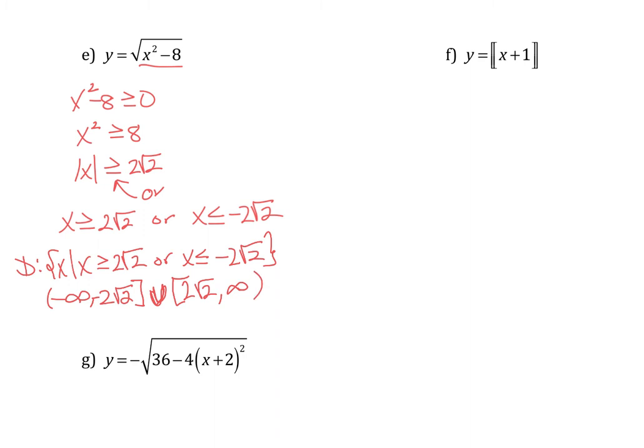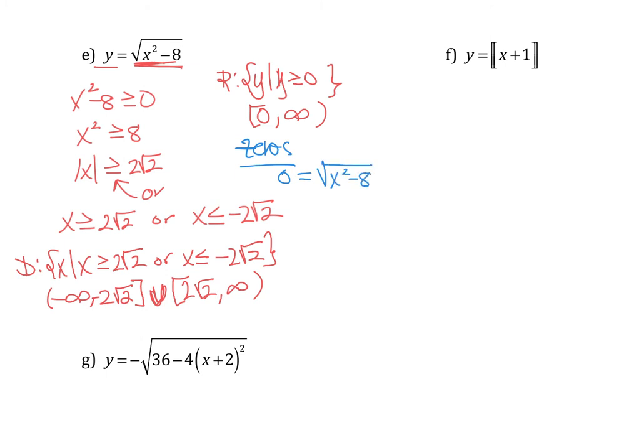So there's your domain. Your range, again, since y is equal to a positive square root, is going to be y is greater than or equal to 0, or you could have 0 to infinity. And then for my zeros, I have 0 equals root x squared minus 8. So absolute value of x equals 2 root 2. So we get x equals plus and minus 2 root 2 for my zeros.